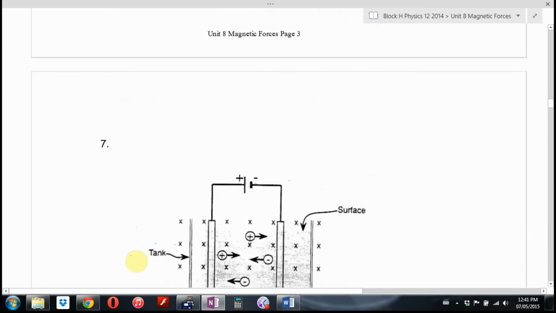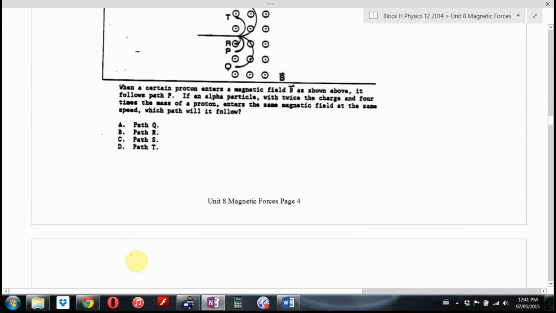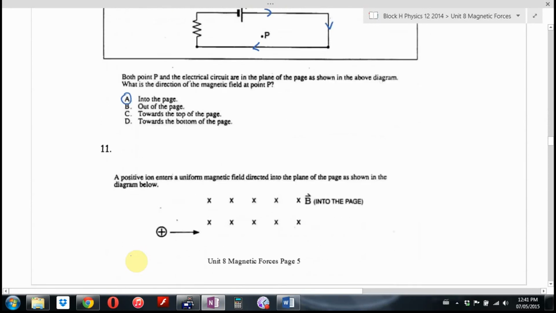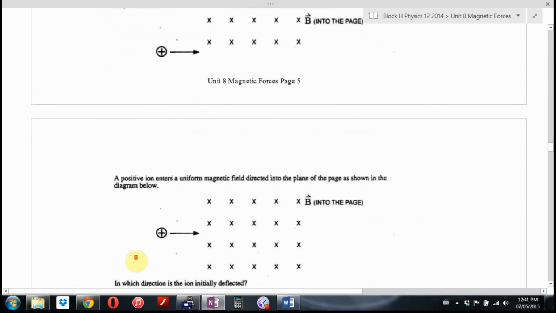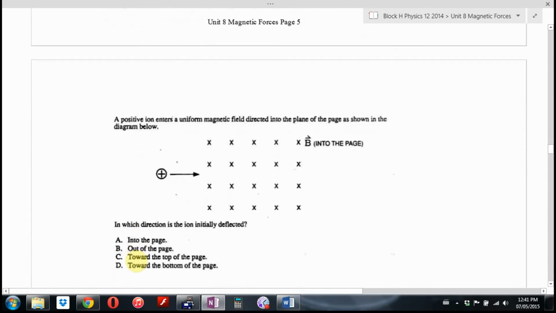Come back to that in a second. Number 11, which half of it shows up on one page, but the full question shows up here.